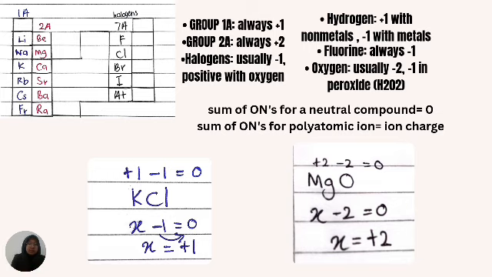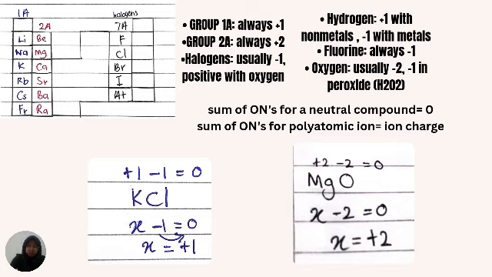The sum of oxidation numbers for a neutral compound is equal to 0, and the sum of oxidation numbers for a polyatomic ion is equal to the ion charge. Let me tell you more.